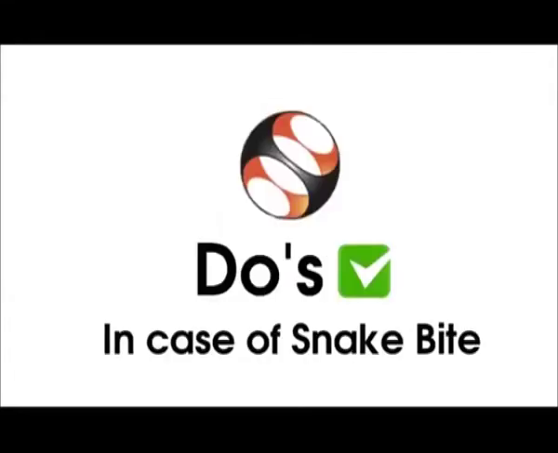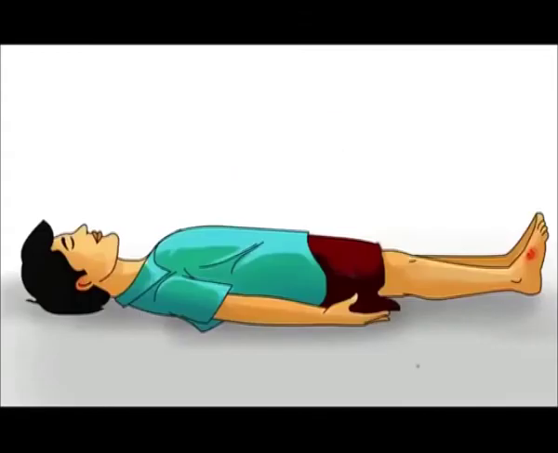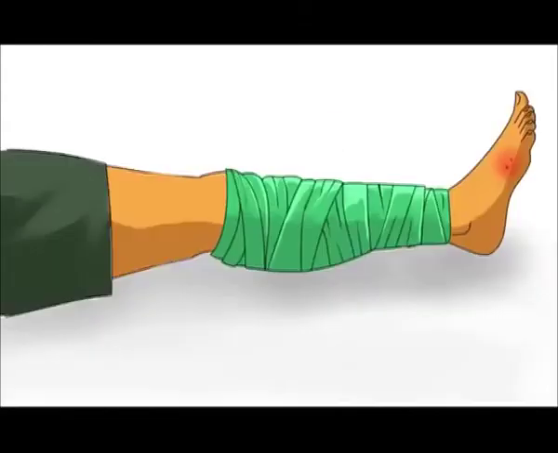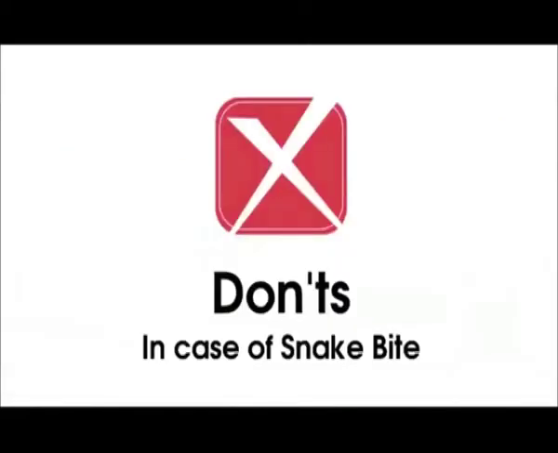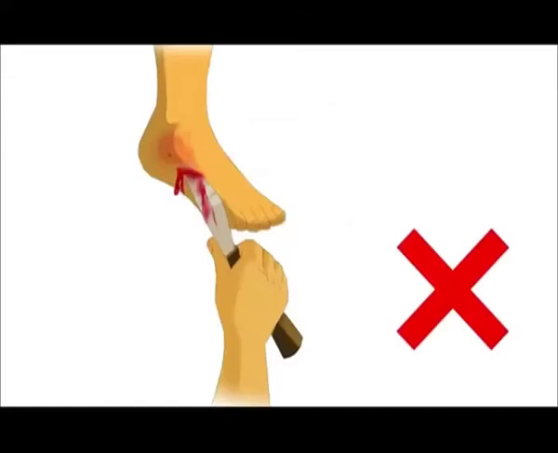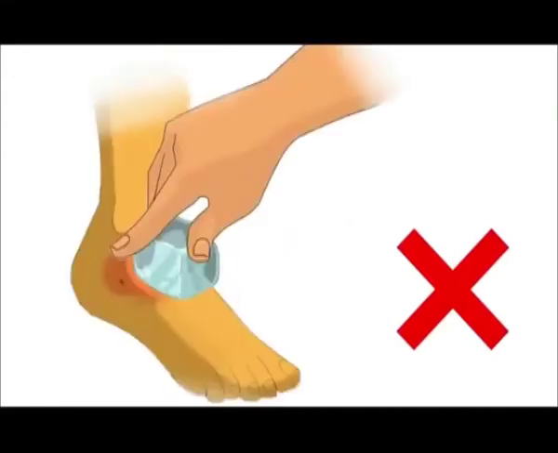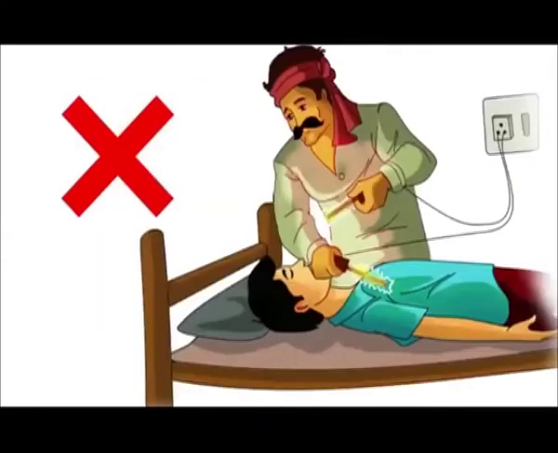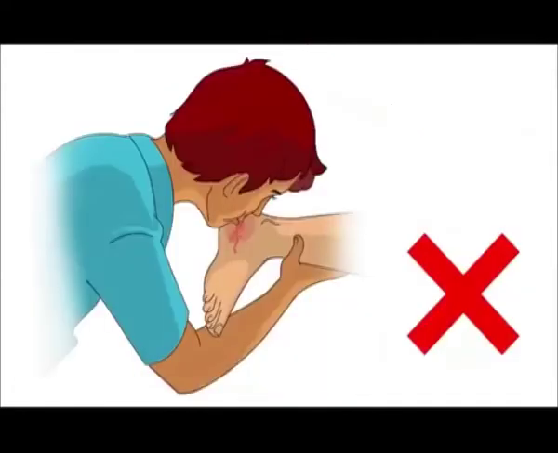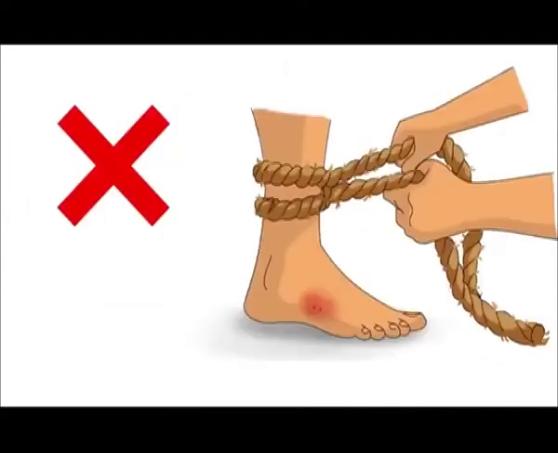Do's in case of a snake bite. First, lay the victim down. When you roll the cloth, apply some pressure. And the don'ts in case of a snake bite. Do not cut the skin or the flesh around the bite. Do not put ice on or around the bite. Do not shock the person with electricity. Do not try to suck the blood or the venom out of the bite. And do not tie the cloth too tight. This could lead to gangrene.